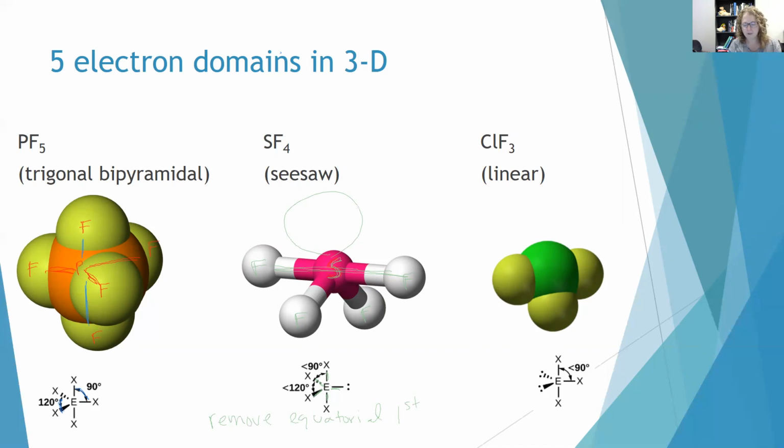And you can now see that this is a seesaw shape. Look how unbalanced it looks, right? We've got this big lone pair, and it really does look like that seesaw that's left over.